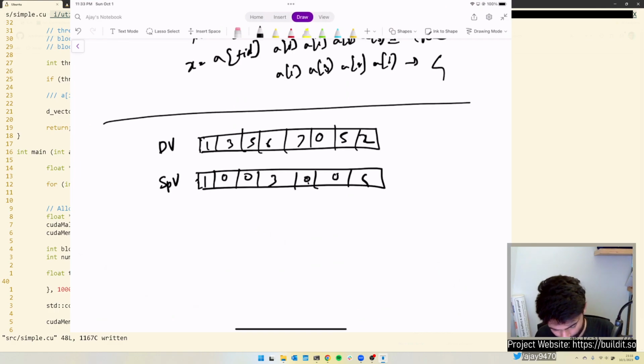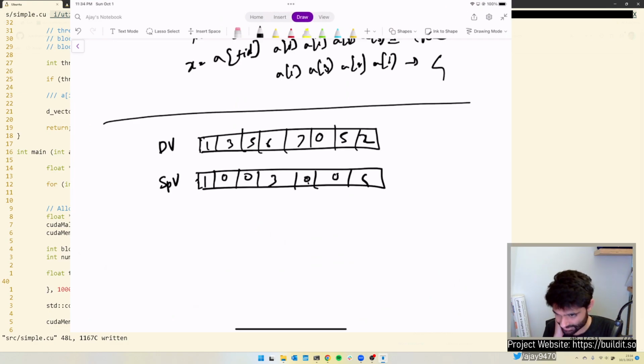Suppose I'm trying to sum up all the elements in a dense vector, I would have to go and add up all the elements. I would have to do 1 plus 3 plus 5 plus 6 plus 7 plus 5 plus 2. If I was trying to sum up the sparse vector, I would just have to do 1 plus 3 plus 4. I can skip over those zeros because adding zeros does nothing.